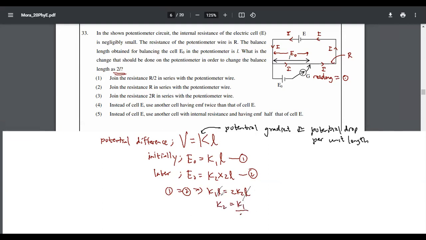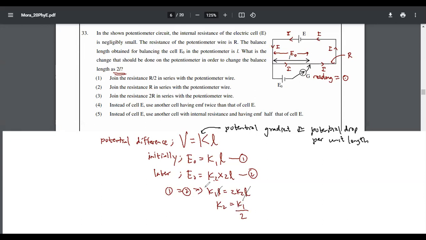In other words, since the battery was not changed, the potential is same. If you want to double the length, you have to reduce the potential gradient by half. Then only length will be double, because the multiplication of these is constant, E naught. Now we have to see what we can do to reduce the potential gradient.